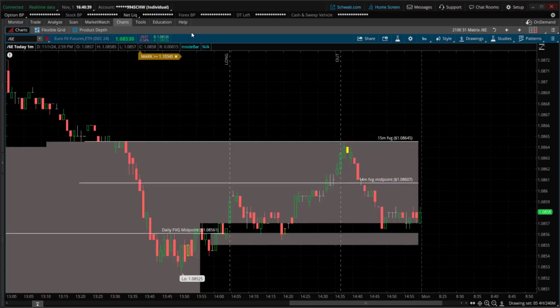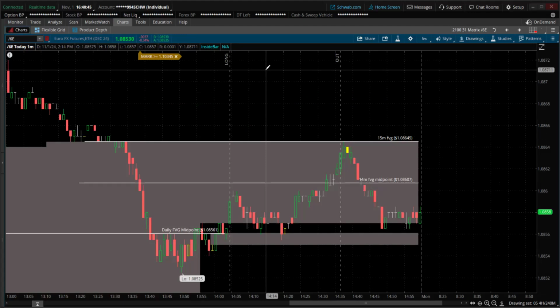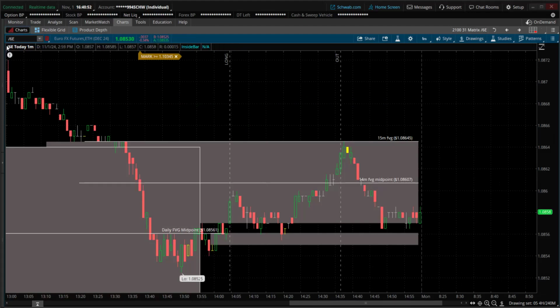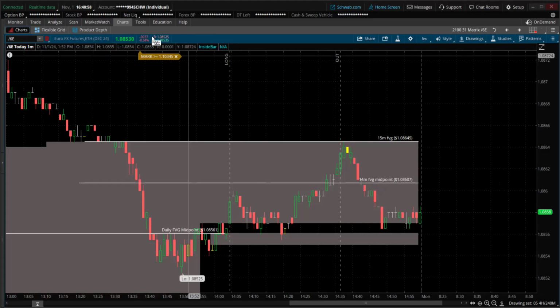So this afternoon, which not too often do I take day trades in the afternoon, I was looking at the euro using the future symbol /6E. Currencies also trade on the futures besides the Forex. It's a 1 minute chart.